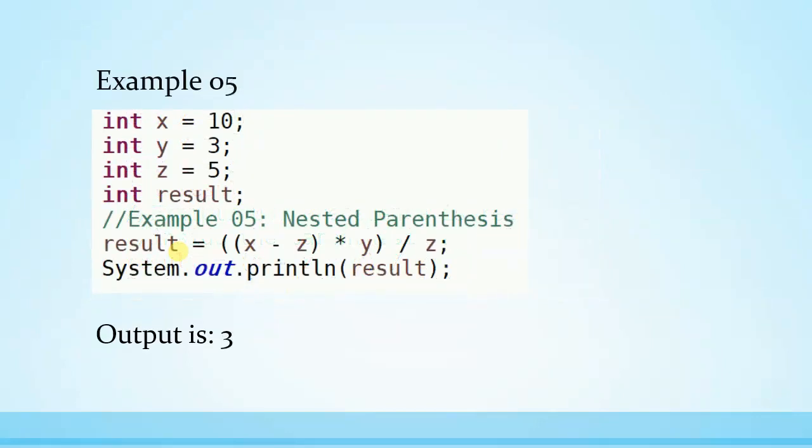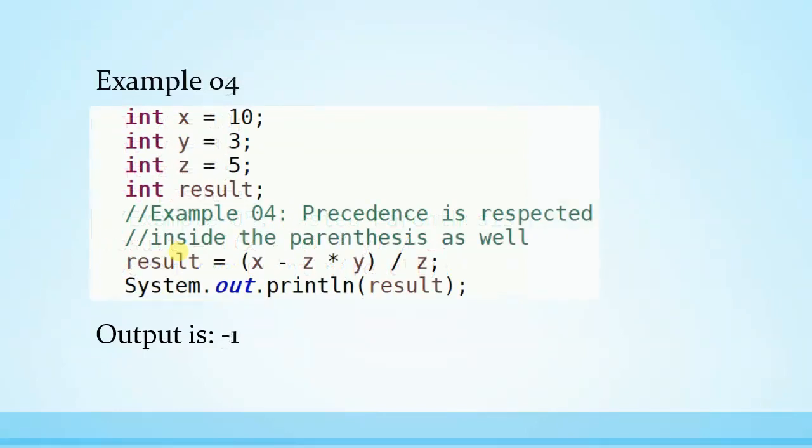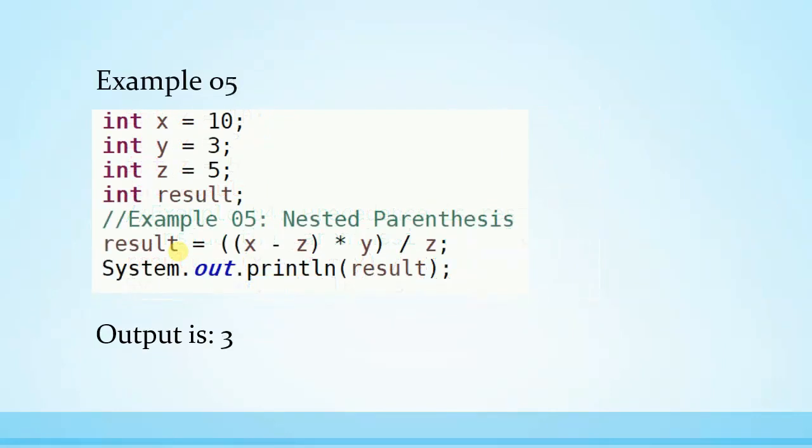Let's go to the fifth example. Here we can even use nested parenthesis. In the previous example, if you see, z into y is evaluated first because the star operator has the highest precedence, then the minus within this parenthesis. But if we want to evaluate the expression x minus z first within this parenthesis, then we will enter into nested parenthesis.